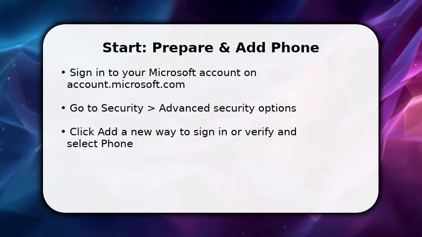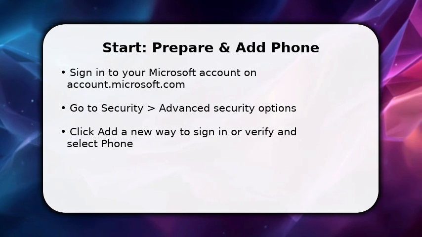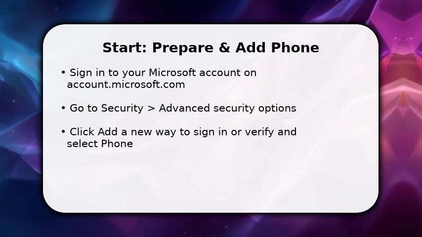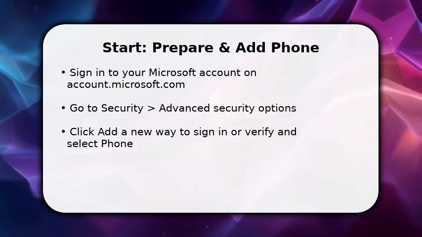You're signed in, now add your phone as a verification method. First, navigate to Security, then Advanced Security Options. Once there, choose Add a new way to sign in or verify and pick phone.